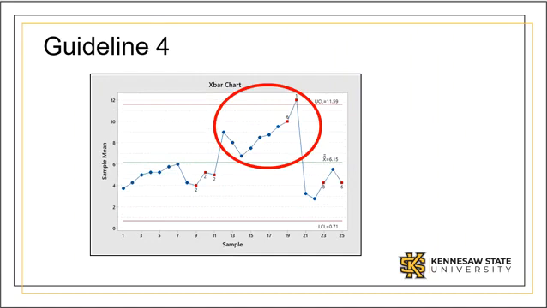Another signal of special cause variation is 9 points in a row on the same side of the center line. We call this a sudden shift. If we see 9 points on the same side of the center line, this indicates that the central tendency of the process is drifting. We can confirm this by looking at the R chart where applicable. If we see an increase, then the process is unstable.